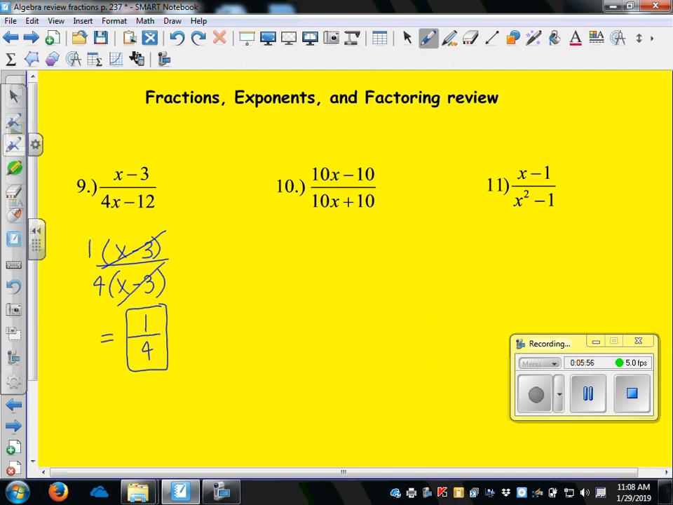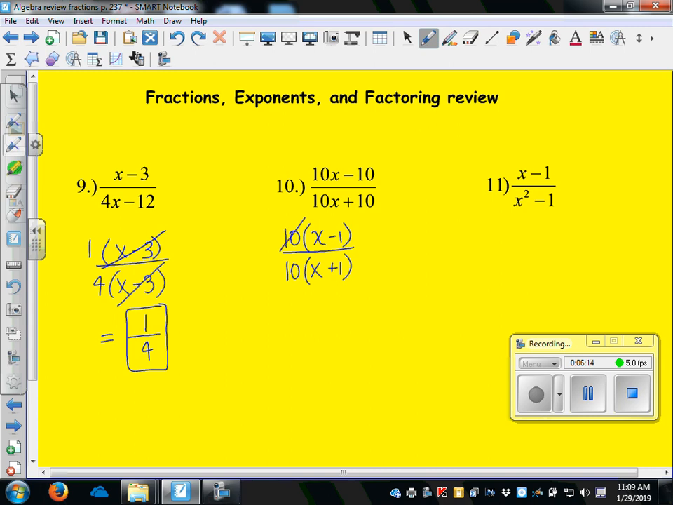Number 10. I'm not going to cancel all of those 10s. You can only cancel factors, not terms. So I'm going to factor each of the numerator and the denominator. So take a 10 out. I'm left with x minus 1 in the numerator and 10 times x plus 1 in the denominator.